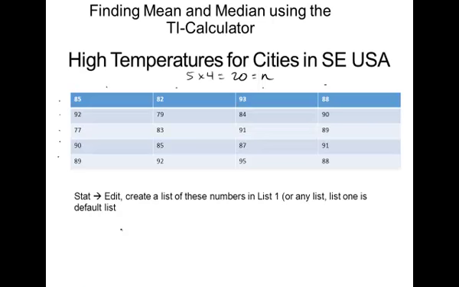So another way that you can do this in the calculator is there's a stat button. Click the edit button and then create a list of numbers in list 1 or any list, but list 1 is the default. So once again, stat and then the edit menu. In many of the calculators it'll say L1 and then it'll have a line, right? L2, L3, and you would enter the data in this list right here. So go ahead and do that right now. Pause the video and come back.